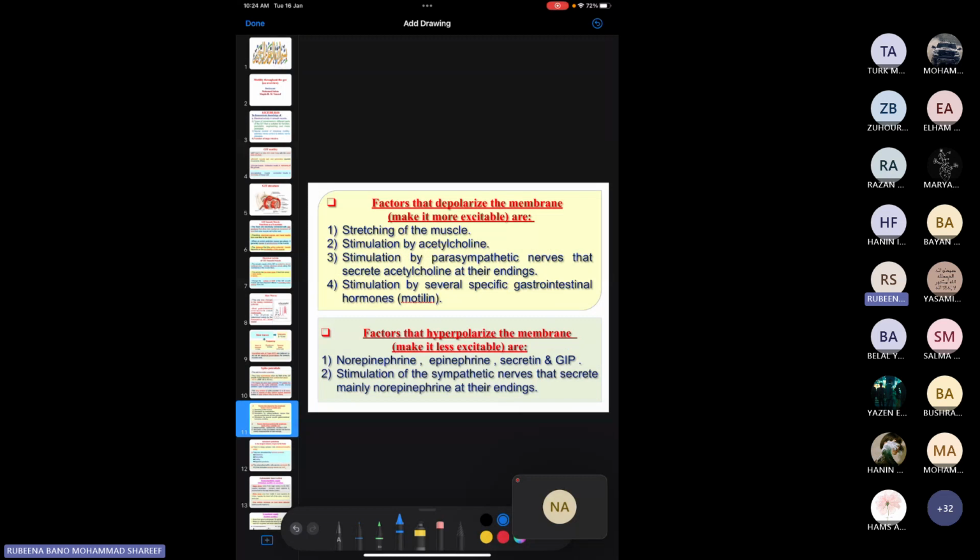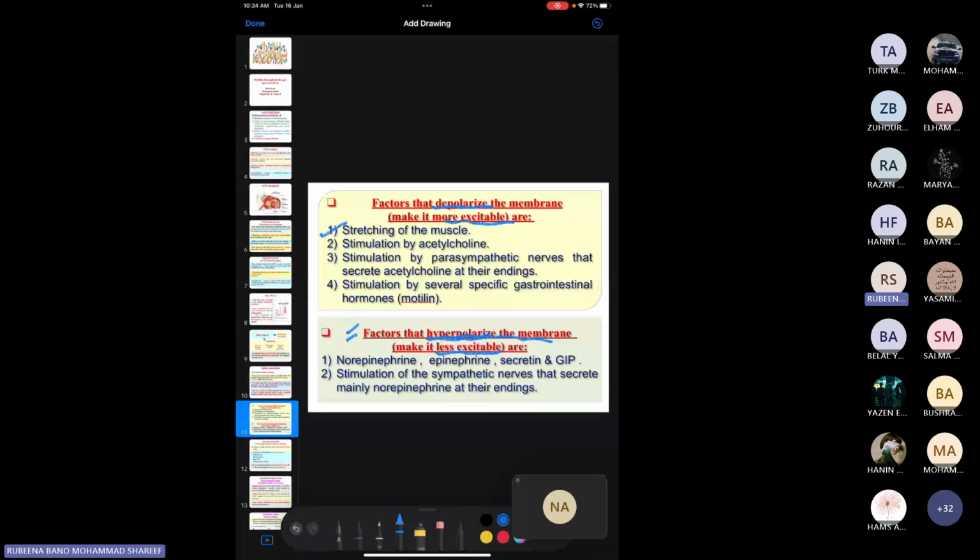Now, there are factors that depolarize the membrane, and there are factors which hyperpolarize the smooth muscle membrane. Obviously, when it is depolarized, it will be more excitable, and when it is hyperpolarized, it will be less excitable. So, what are the factors? Again, it is important for MCQ. You need to memorize it.